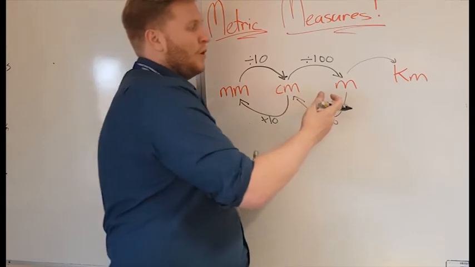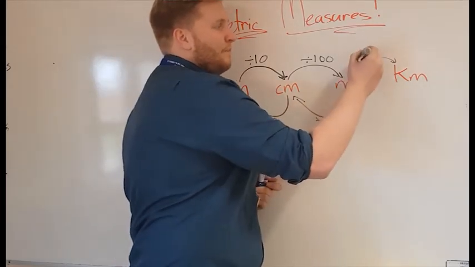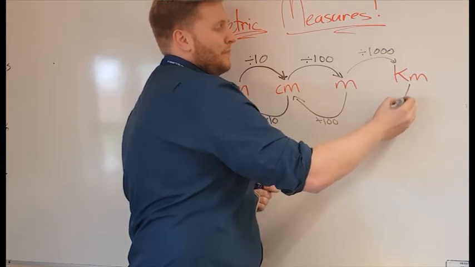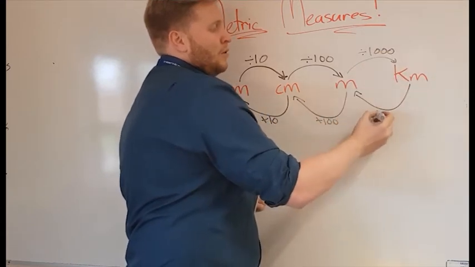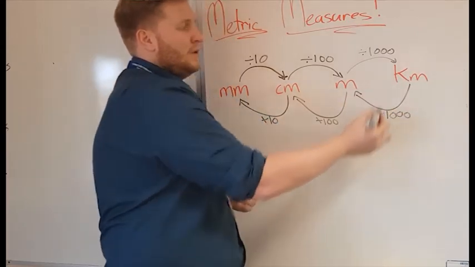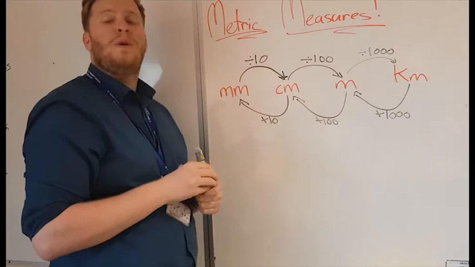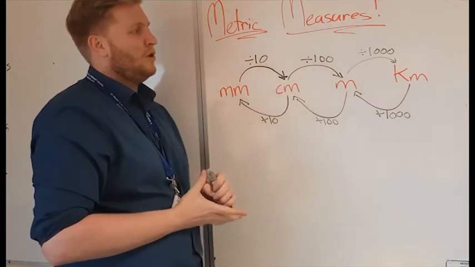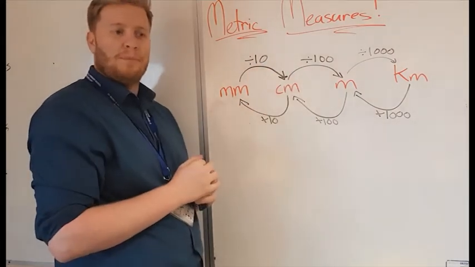Because when we're looking at metres, there are 1,000 of them in a kilometre. So in order to turn from metres to kilometres, we have to divide by 1,000, and to go from kilometres to metres, we times by 1,000. That's the different measurements that we use and how we convert between them.